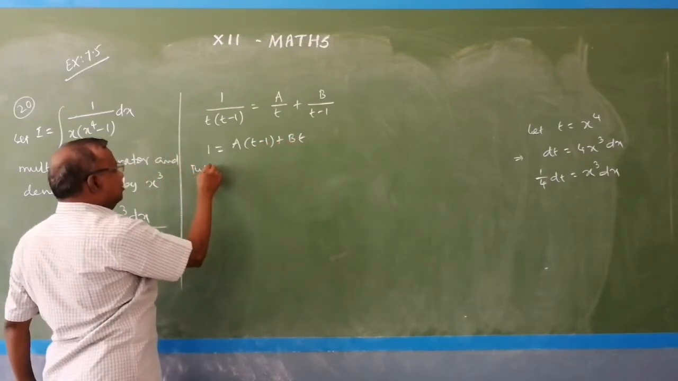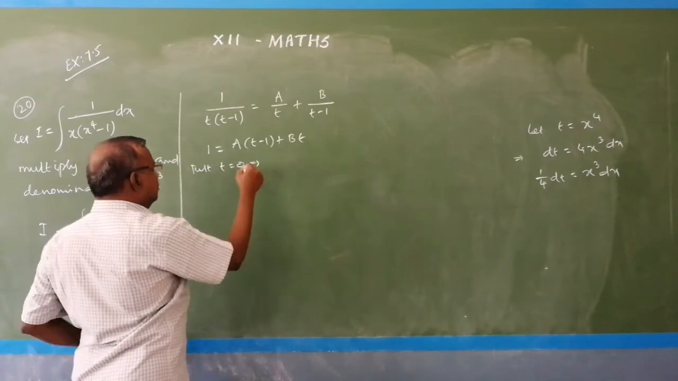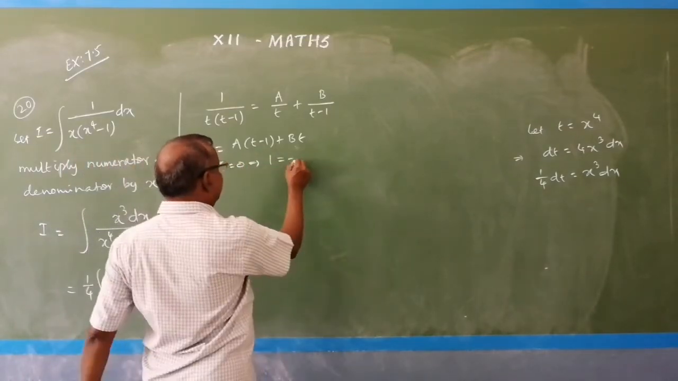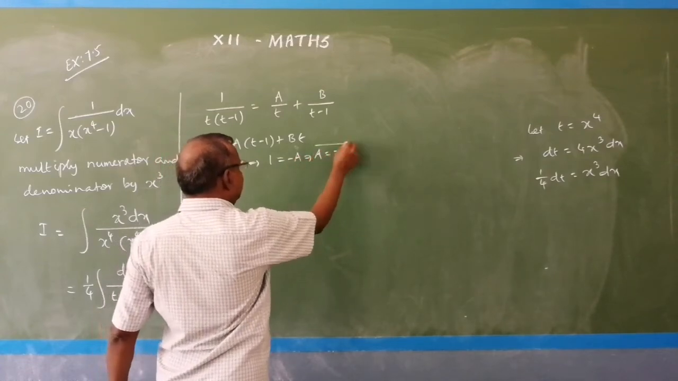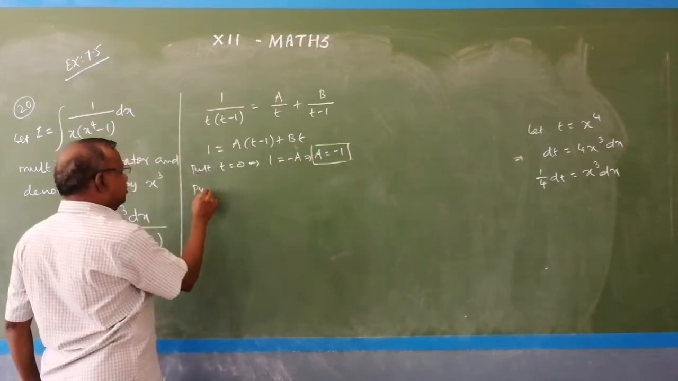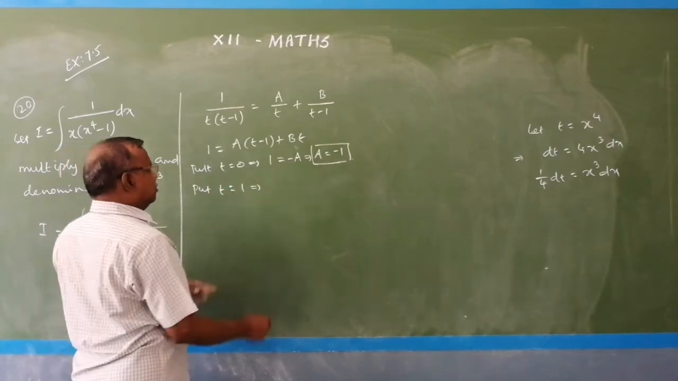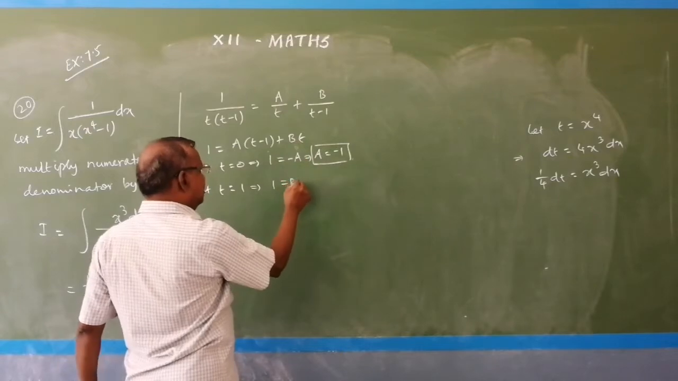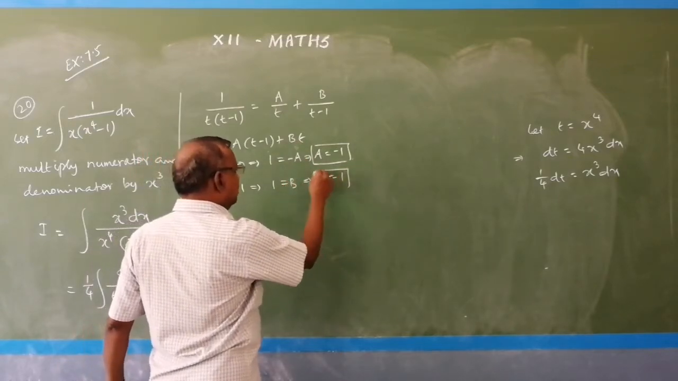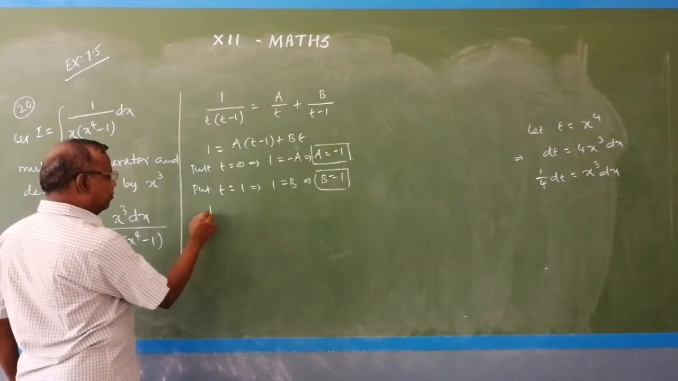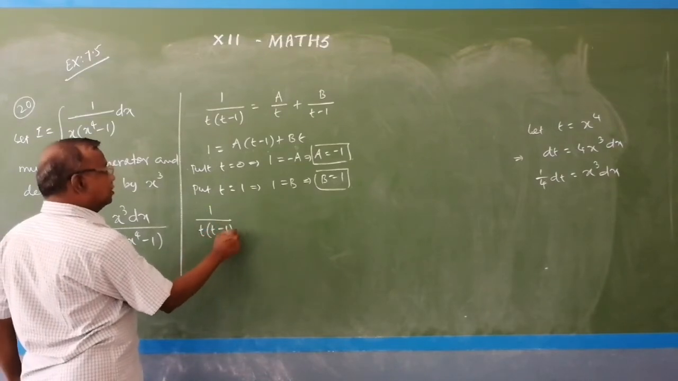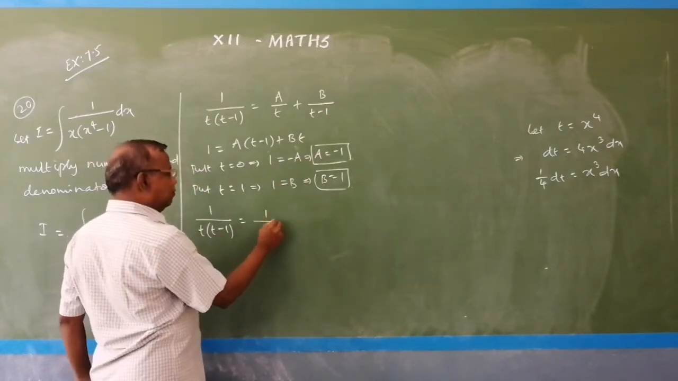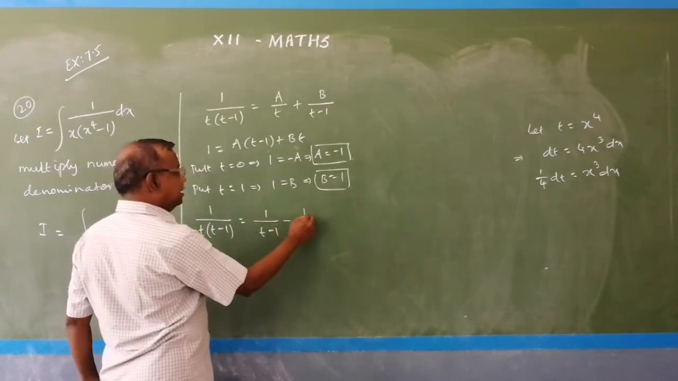Put t equal to 0. So, 1 equal to minus a, or a equal to minus 1. And put t equal to 1. So, 1 equal to 1 minus 1, which is 0, so this part is 0, and 1 into b gives b equal to 1. Therefore, 1 by t into t minus 1 equals, I am writing the positive first, 1 by t minus 1 minus 1 by t.